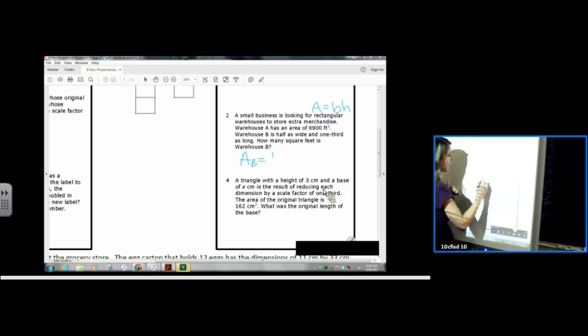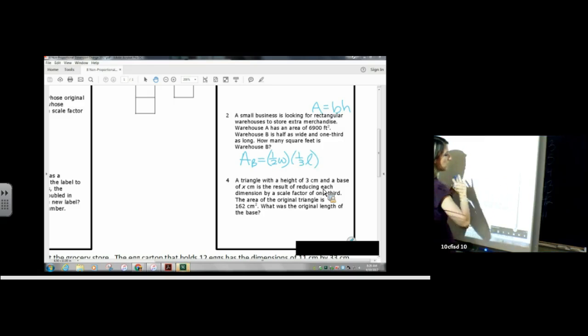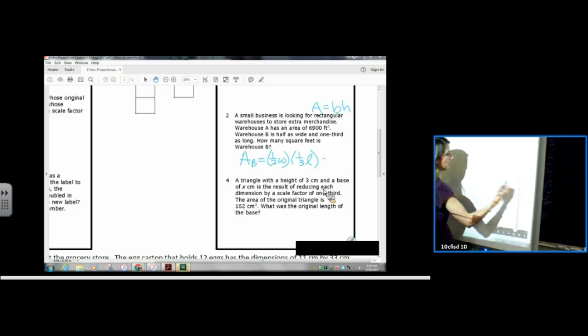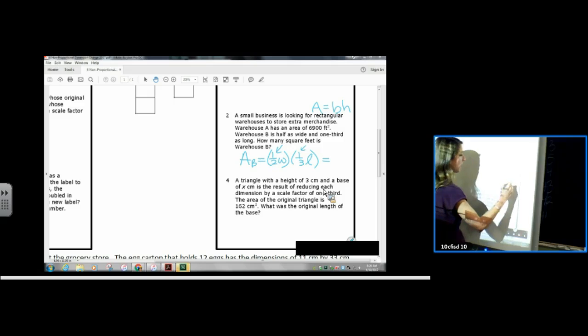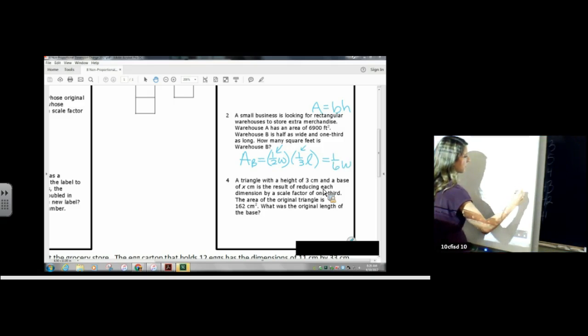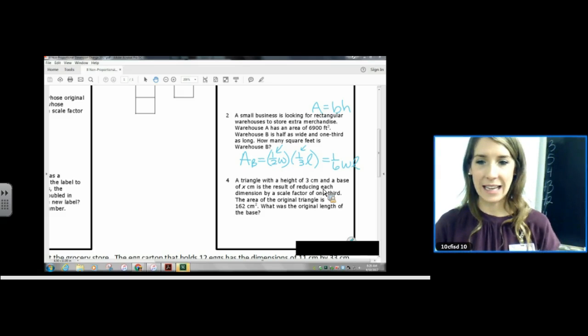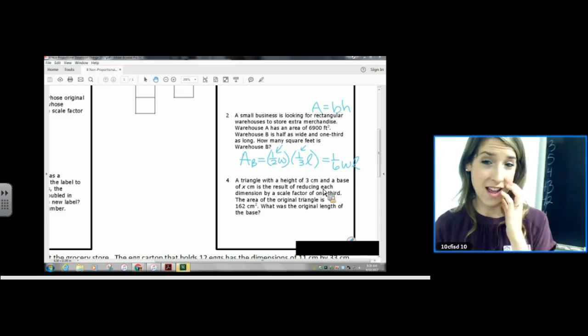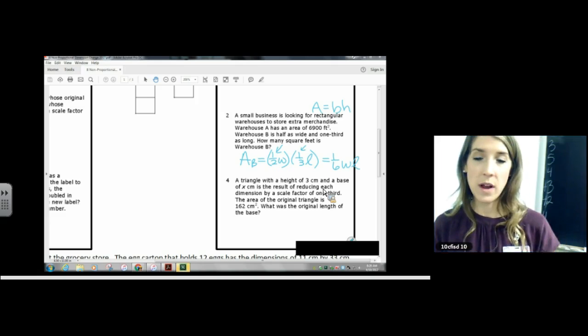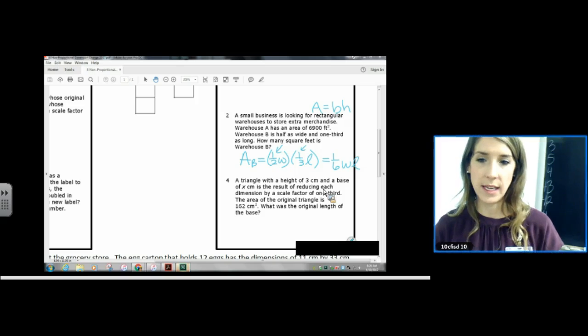it's half as wide, and it's 1/3 as long. So really, when it comes down to it, the area of warehouse B, 1/2 times 1/3, the area of warehouse B is going to be 1/6 of the area of warehouse A. So I just took warehouse A and I just divided it by 6, because 1/2 times 1/3 is 1/6.